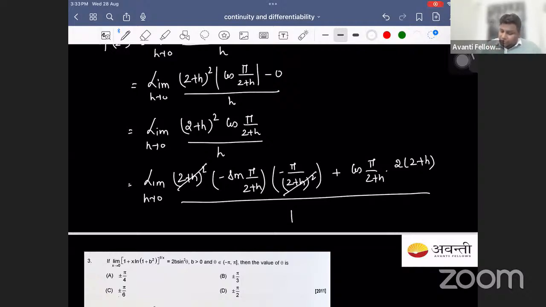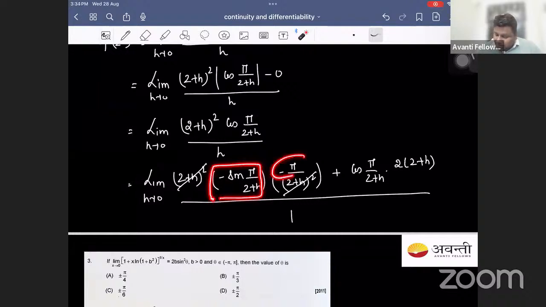So as h approaches 0, this value will be sine pi by 2 minus 1 minus pi. So it overall became plus pi, and this is getting 0. So this is pi.